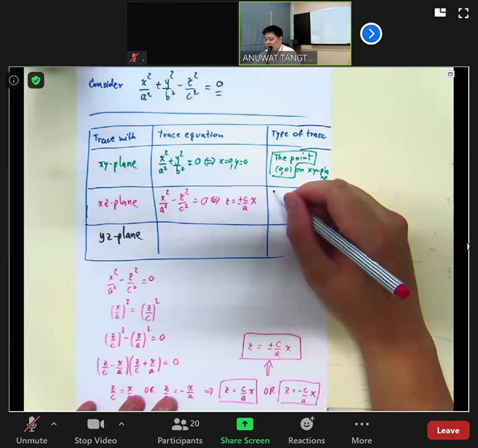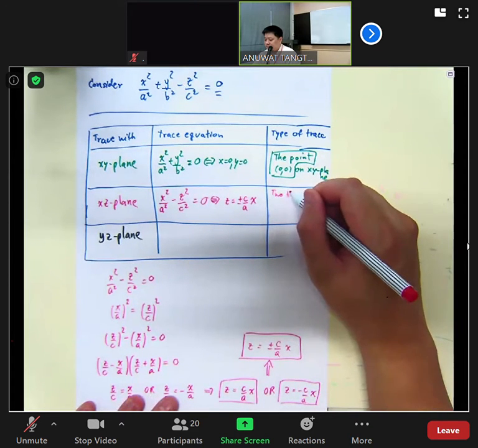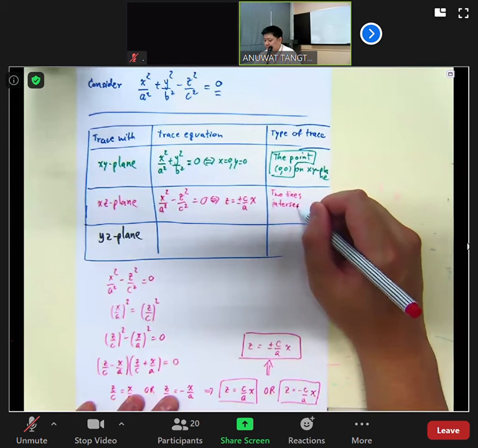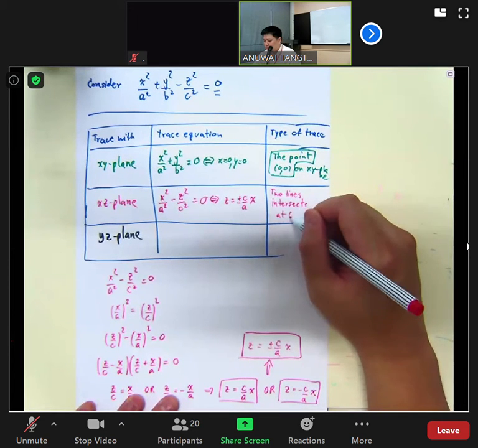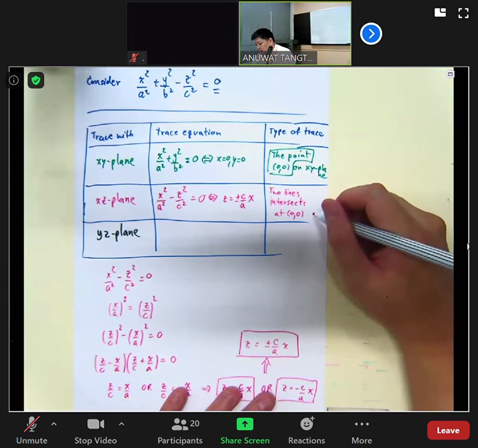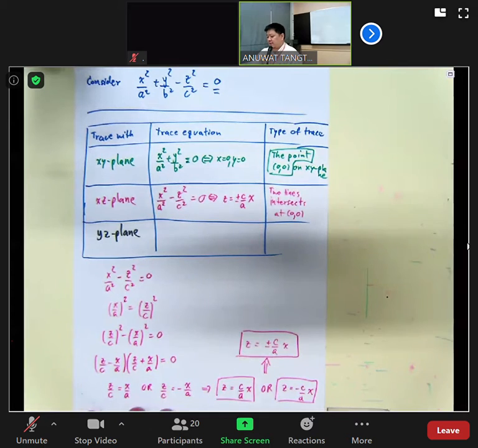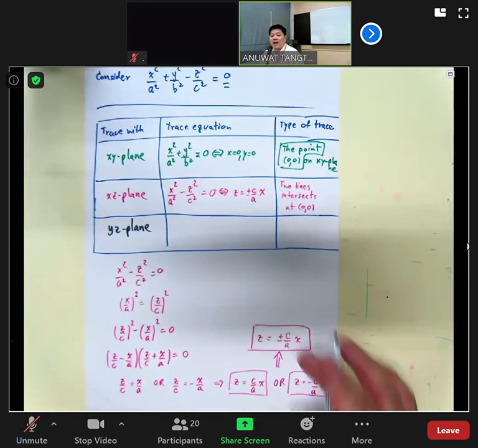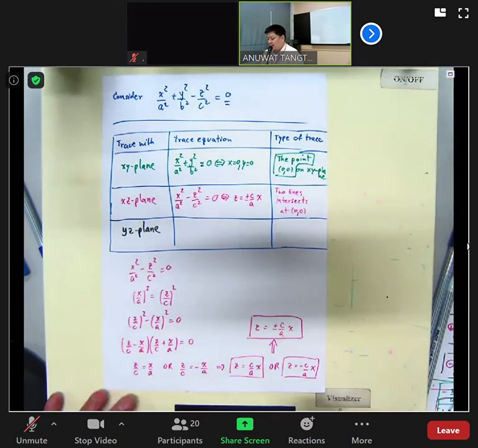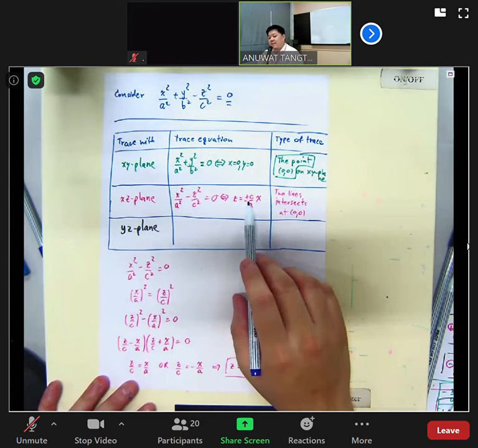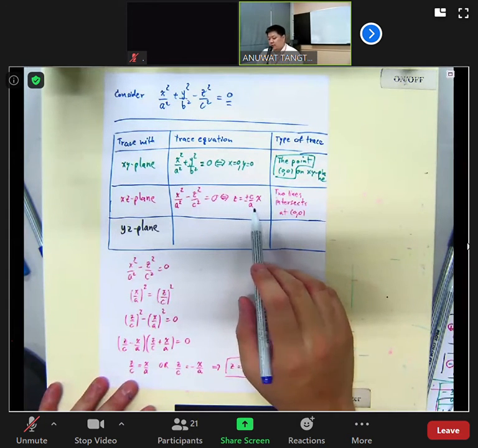Okay, and this one is going to be two lines intersecting at the origin on the xz plane. I don't have space, so just leave it like that. I will draw the graph of this later. And when x equal to a, z would be equal to c and minus c. We are going to draw this one later.